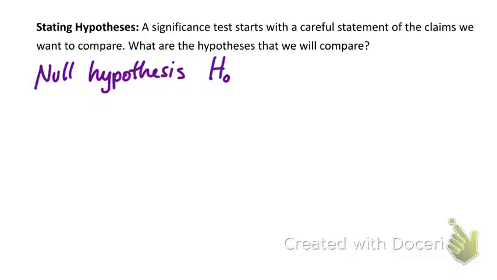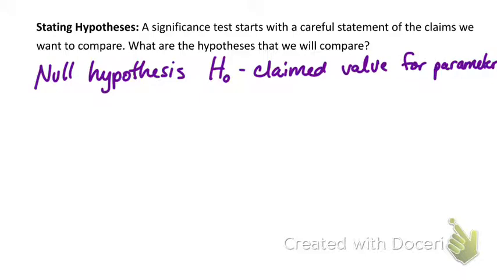So, the null hypothesis is basically the claimed value. This is kind of the innocent, right? You're innocent unless we can prove this other thing that I'm going to tell you about in just a second. So, this is the claimed value for the parameter. Again, all of the things that we're doing are in regards to the parameter value, the population value. And so the null hypothesis is the claimed value for the parameter.